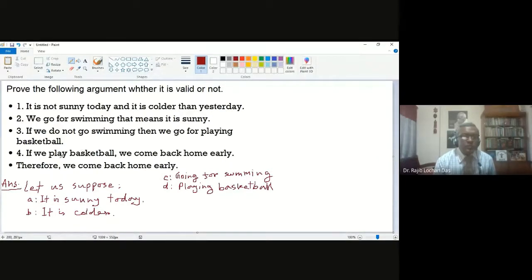next one, if we play basketball, it is already there. We come back home early, so that is another variable, come back home early. You can also write "come back home", no problem, but let me write early because it is used in the sentence. And therefore we come back home early. So it is already included in the variable list. So these are the 5 variables in the paragraph given.